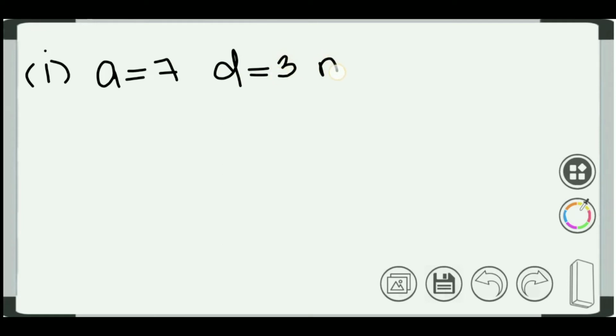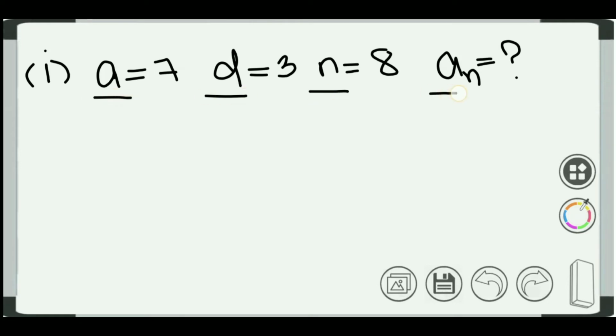Now come to exercise number 5.2. Fill in the blanks in the following table given that A is the first term, D is the common difference, and AN is the nth term of the AP. So we will see the first sub question. In that, the value of A is 7, D equal to 3, N equal to 8, but they haven't given the value for AN. That means we need to find the value of AN. We know what is A, D, and N.